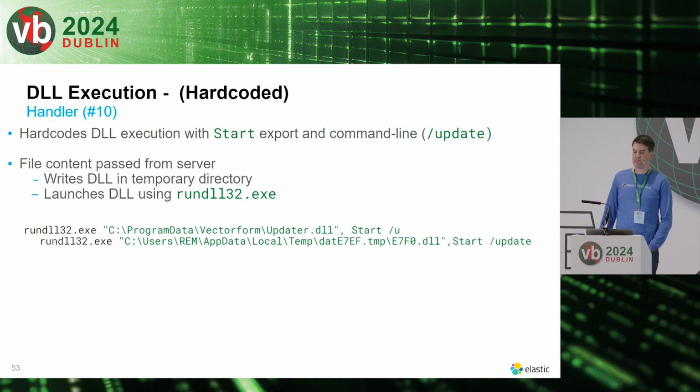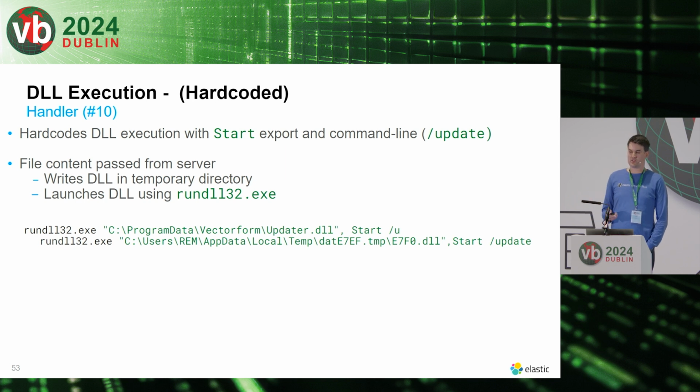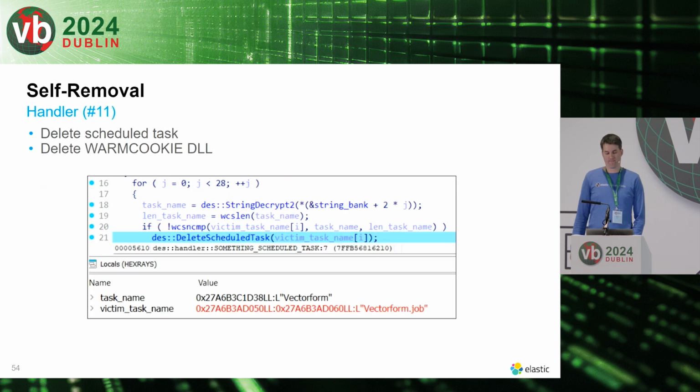So it's possible they have a chain or another malware that they're going to be executing, but it's always hard coded. So if you go to handler 10, you execute it, it's going to need to have the start export, and then it uses the /update. So my guess is that they have kind of a workflow, like a DLL, maybe it's Cobalt Strike or something else that they're constantly using during post-compromise engagements, and they are using this handler all the time.